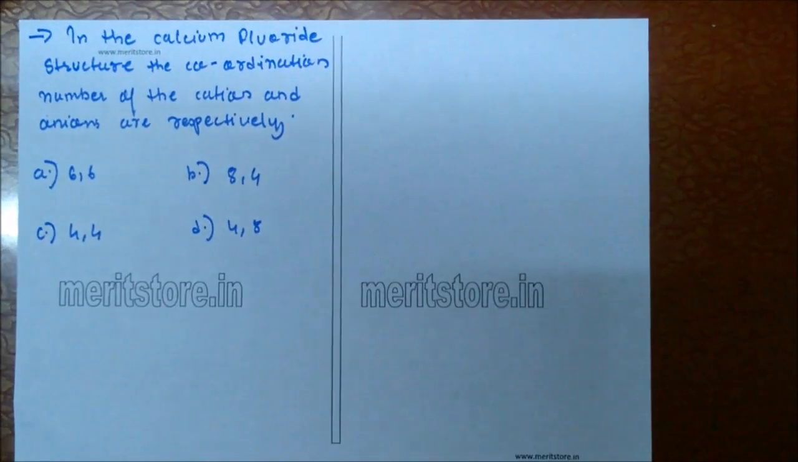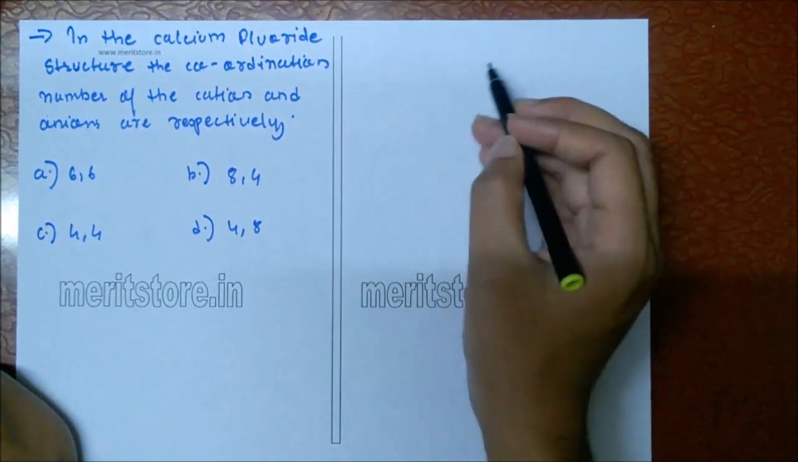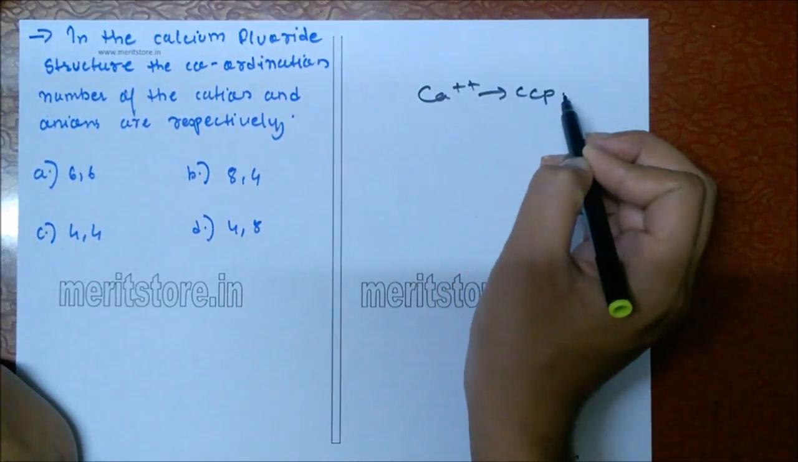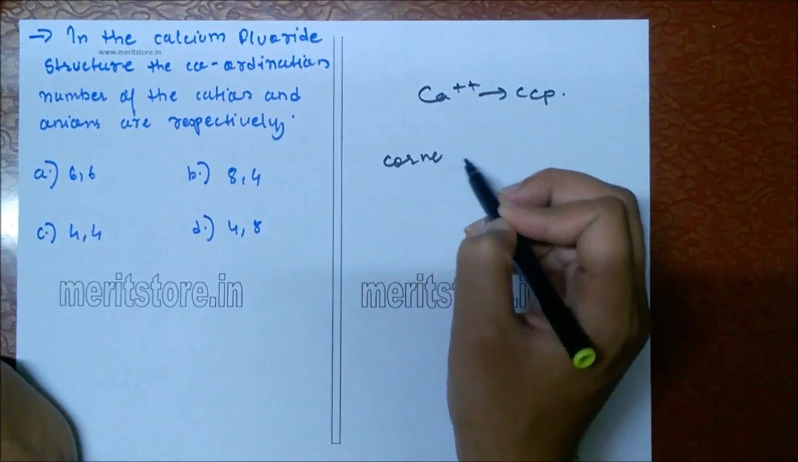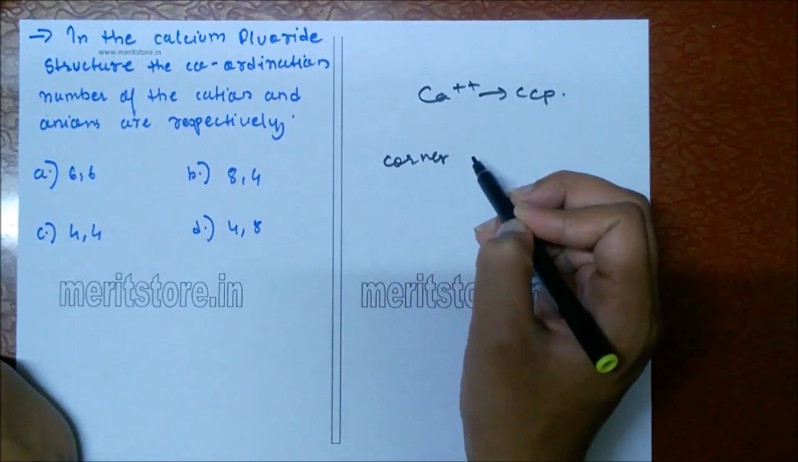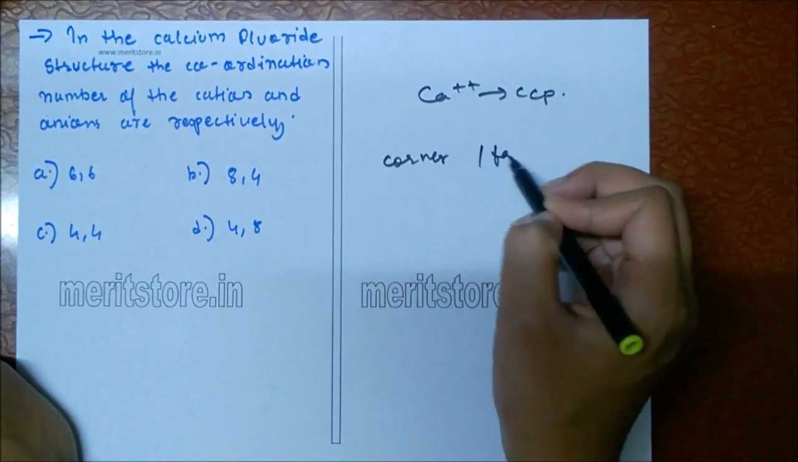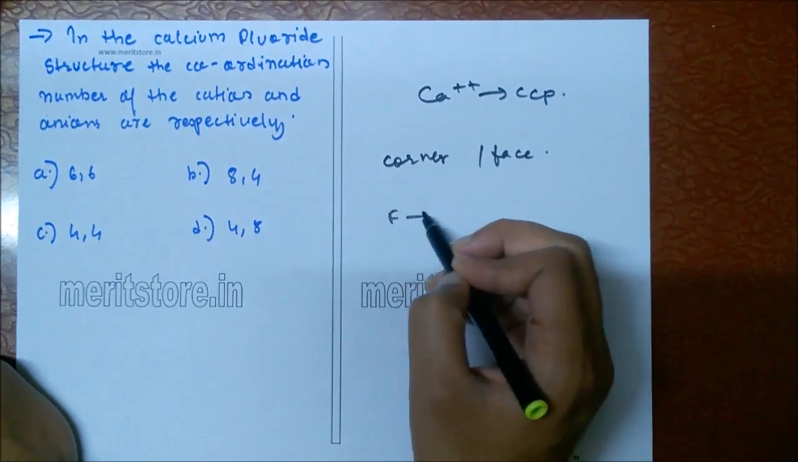In the calcium fluoride structure, the coordination numbers of cation and anion are respectively. The calcium ions are arranged in a CCP arrangement, that is, calcium ions are present at all the corners and at the center of each face of the cube. The fluoride ions occupy all the tetrahedral sites.